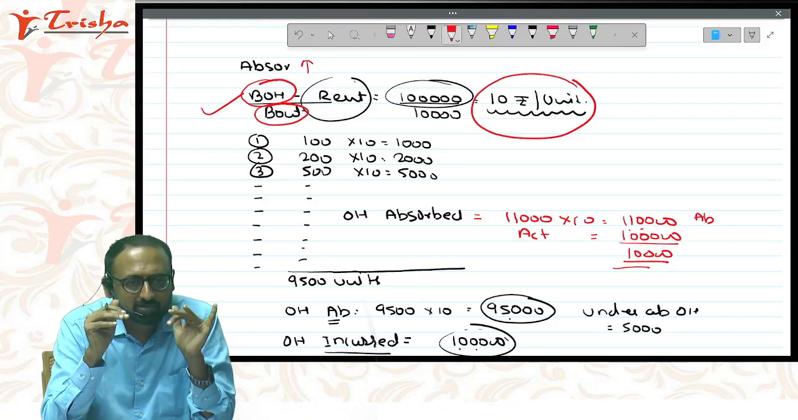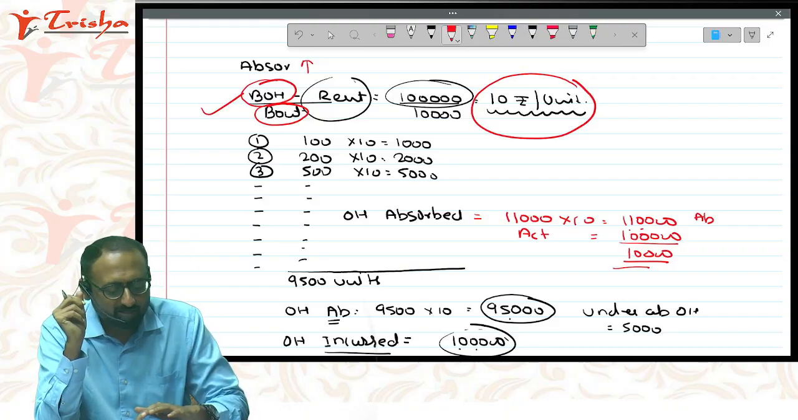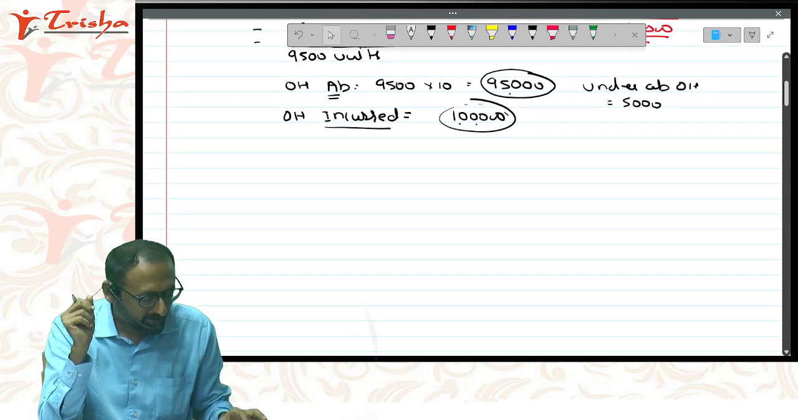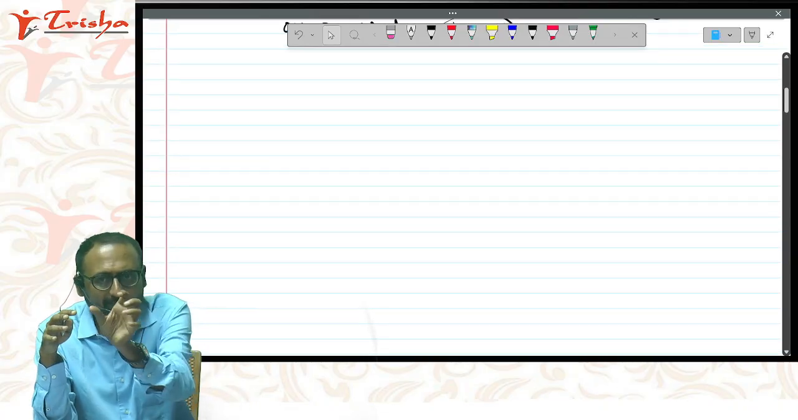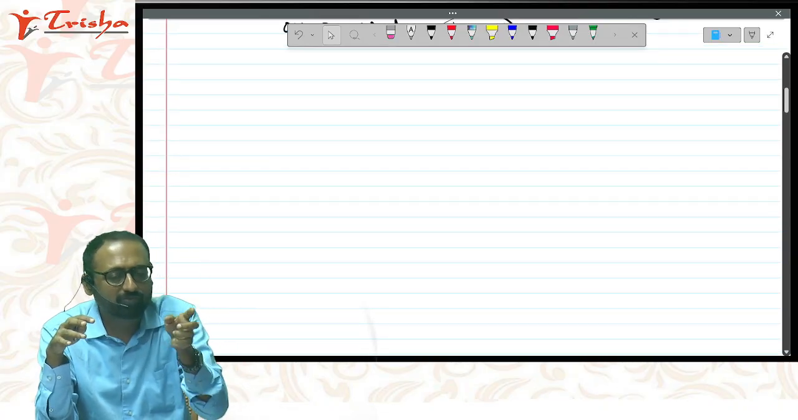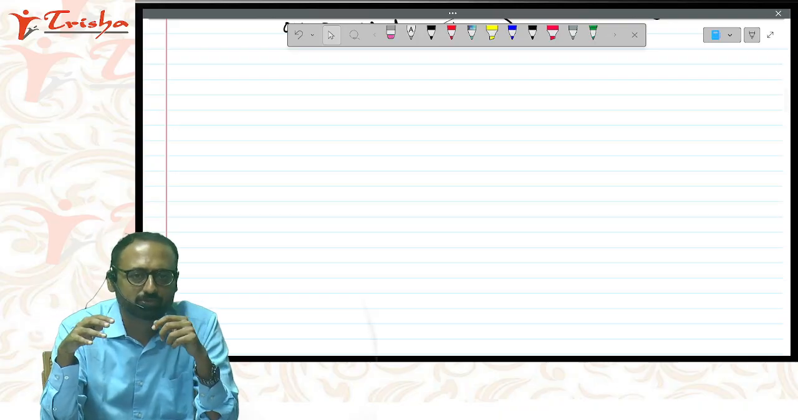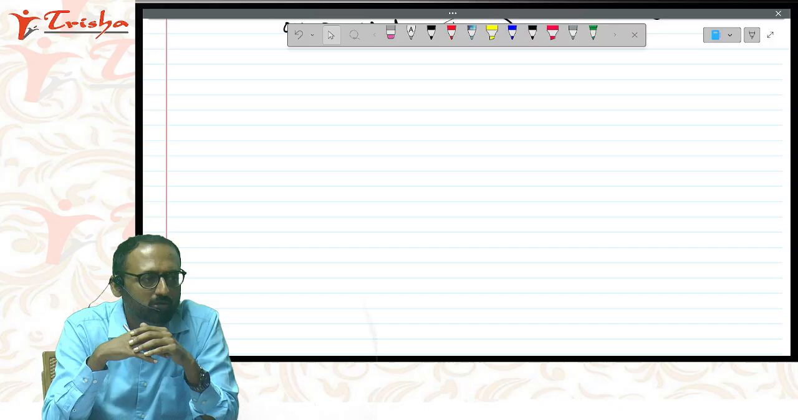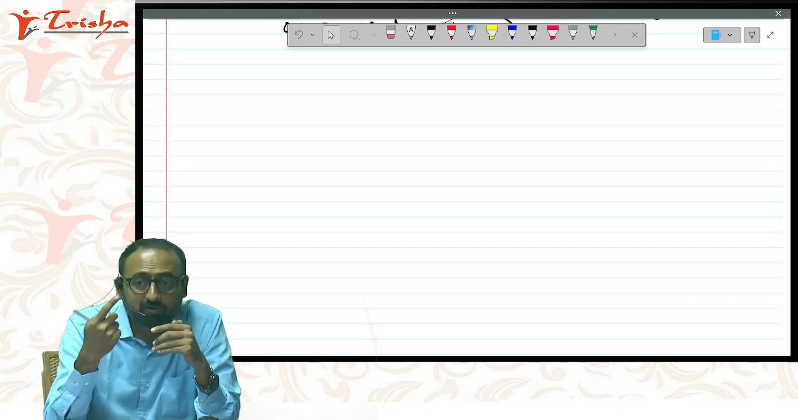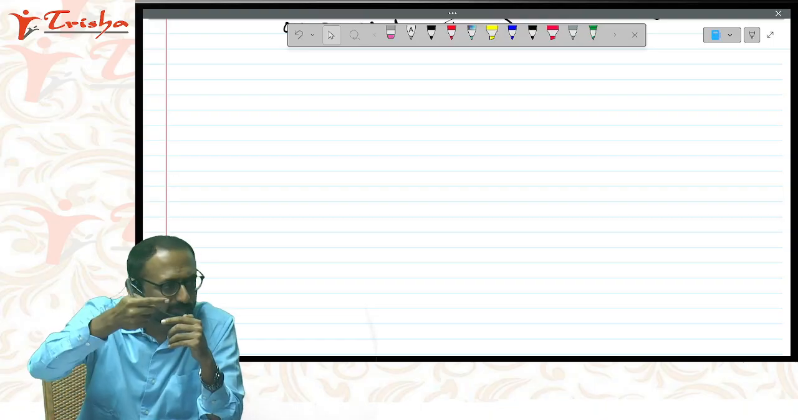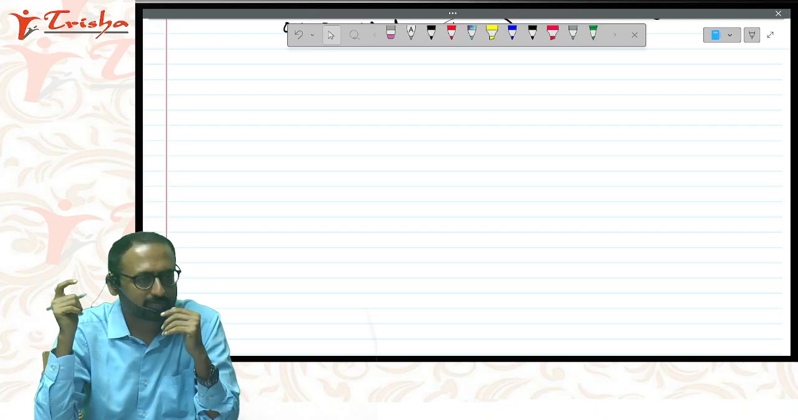So, Sirji, tell me, what is the formula of under absorption? I am waiting for you. What is the formula for under absorption? If you want to find the amount of that under absorption, which figure minus which figure is equal to under absorption? Tell me quickly. Overhead incurred minus overhead absorbed. And over absorption means overhead absorbed minus overhead incurred.